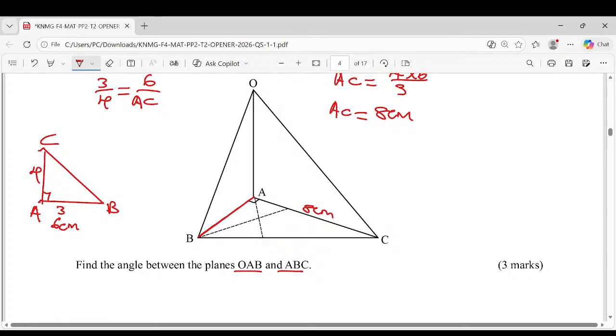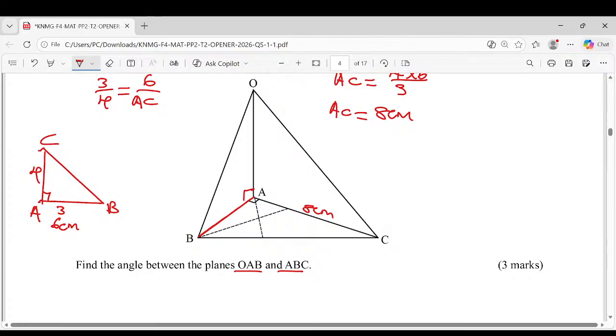Then if that is the line joining those two planes, find a line in plane OAB that is perpendicular to the plane ABC. OA is perpendicular to every line on plane ABC passing through point A. Remember that. Thus, the line OA is perpendicular to AB. You can now see that OA is perpendicular to AB.